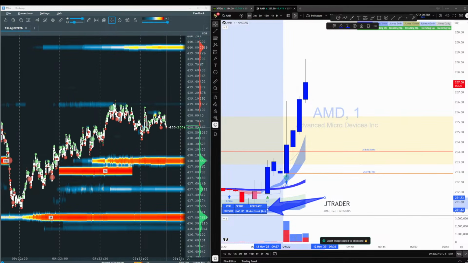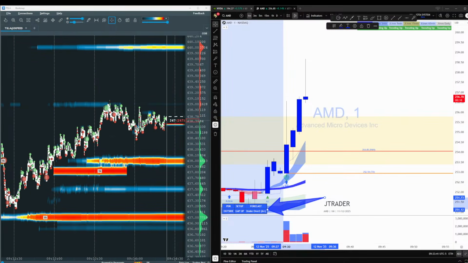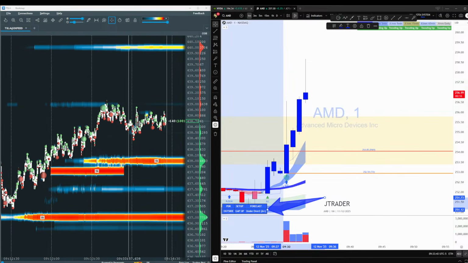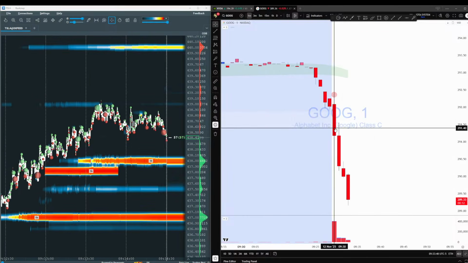But again, I'm staying short because the market is short, okay? So we have to follow what the market is actually giving us.